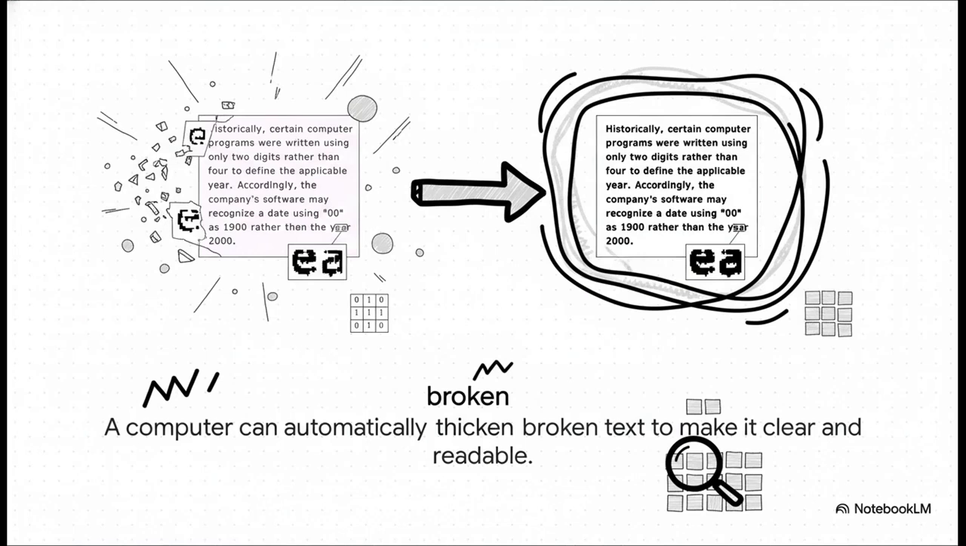Take a look at this right here. On the left, we've got some scanned text that's all broken and kind of noisy. But on the right, it's perfectly crisp and solid. Now, this transformation, a computer did it automatically. But how? How does it know how to fill in those tiny gaps and thicken the letters without just making a big mess? That is exactly what we're going to break down.